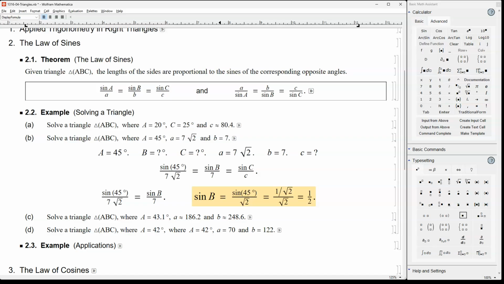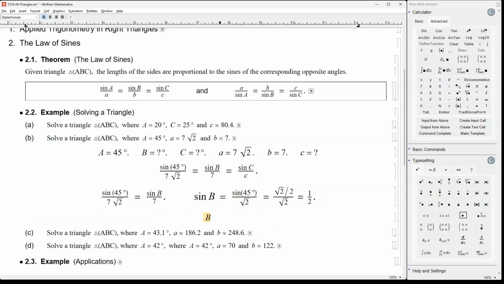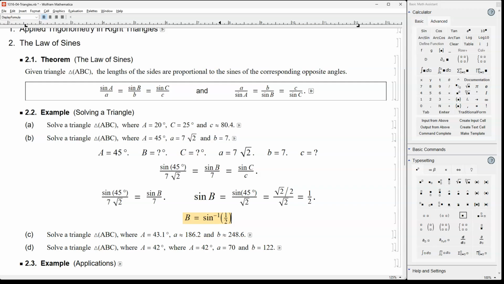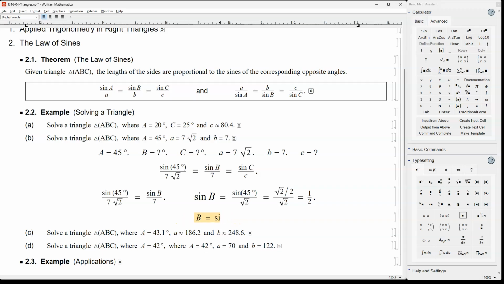Or do you prefer to use square root of 2 over 2? So square root of 2 over 2. Either way, after cancellation, I'm going to get 1/2. So sine of B is 1/2. Does it tell us anything about B? So inverse sine of 1/2, that's going to be pi over 6. We are using degrees here. So 60 degrees.